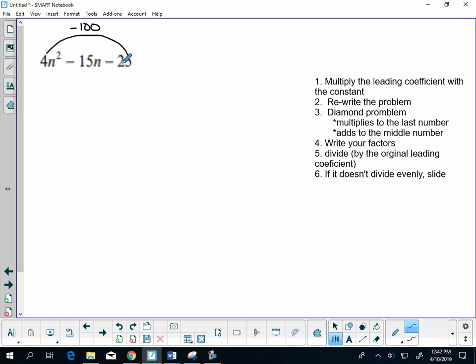When you multiply, that's going to be negative 100 because you're taking a positive times a negative. So I'm going to get n squared minus 15n minus 100. Do my diamond. It needs to multiply to negative 100 and add to negative 15.